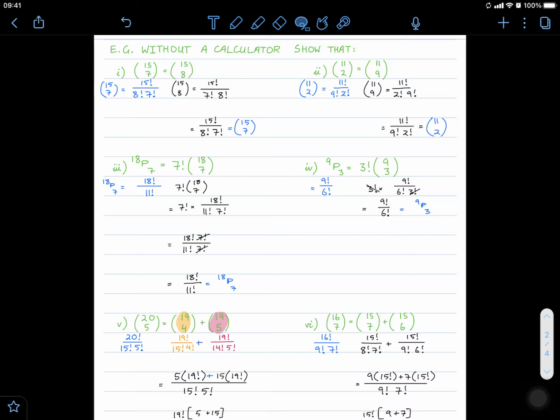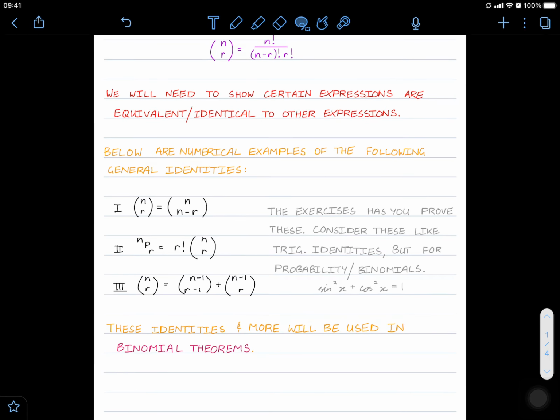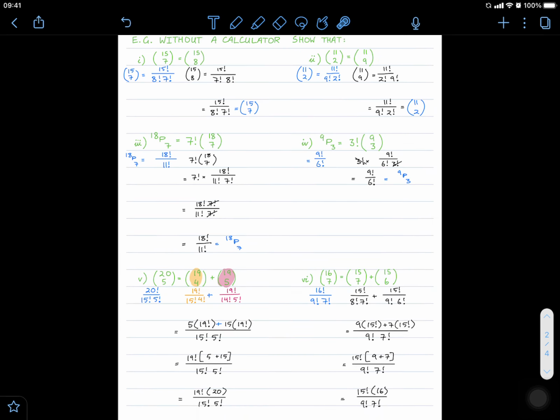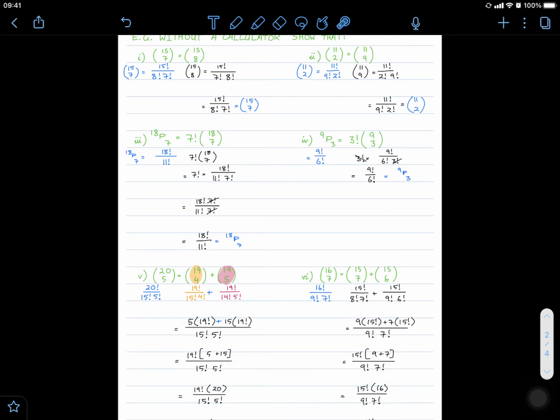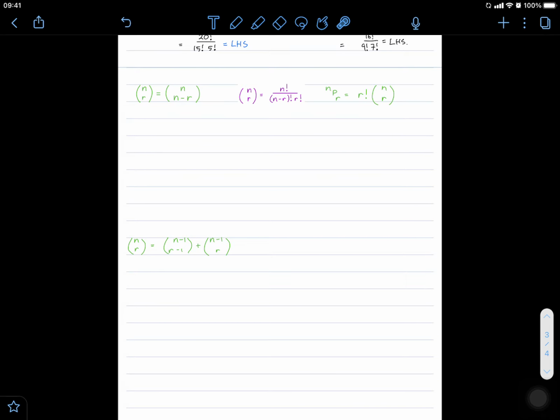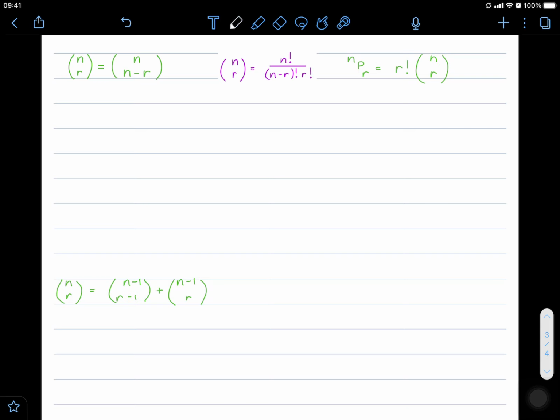Hello class, this is a continuation of Combinations Part 3. In this video, we'll be looking at proving these three identities. However, we won't be using any numerical values for it. It'll make it slightly more difficult, but if you understood these proofs pretty well, you'll see that it's not so difficult trying to understand these a little bit more. So, let's get straight to it.